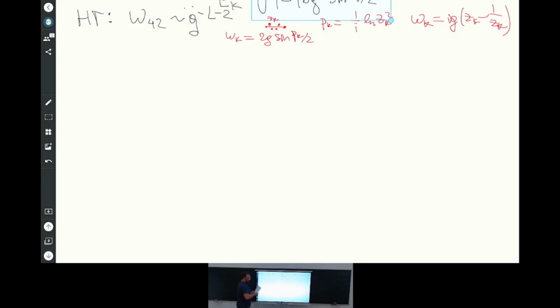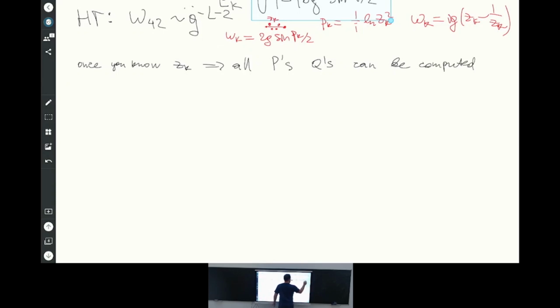So, the message is the following. I don't want to kill you with too many technical details. But once you know the zk's, which are zeros of this monodromy of p, all p's and q's can be computed. The same way as for Beisert-Staudacher, you can take these magnon momenta and build all p's and q's in terms of them. So just to give you one example so you get some feeling of what is going on.